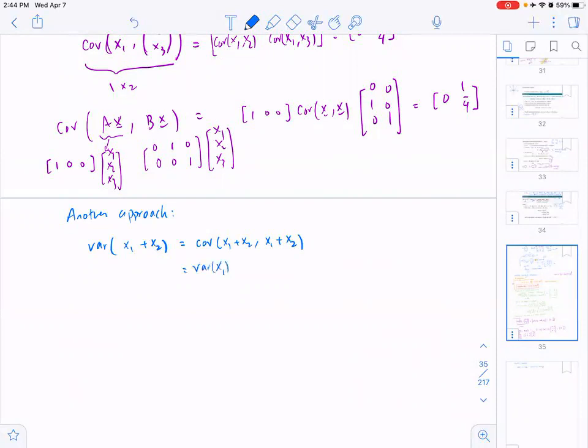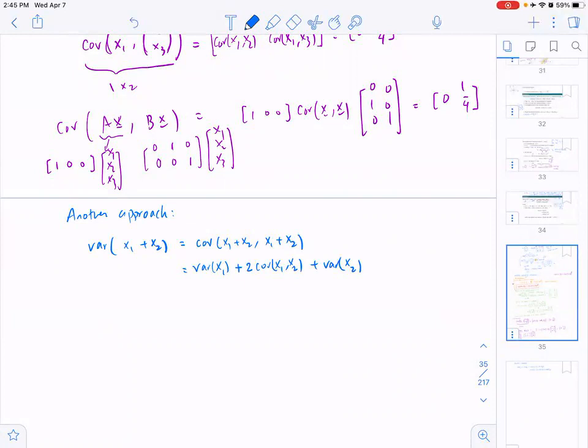minus 2 covariance x1, x2 plus variance x2. Is this correct? How do you guys think about this? It's a plus, right? Okay, plus.